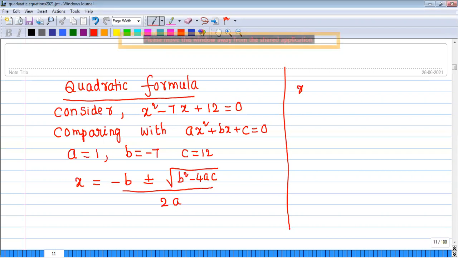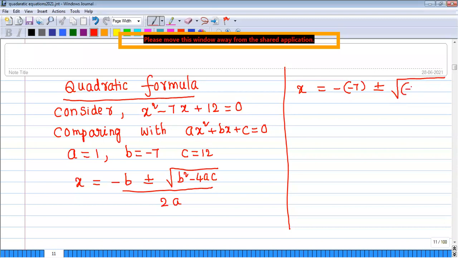So we get x is equal to, b is minus 7. Already minus b we have, so minus of minus 7. That means minus into minus need to be done here. You write plus or minus root of b square. b square means minus 7 whole square minus 4 into a, which is 1.